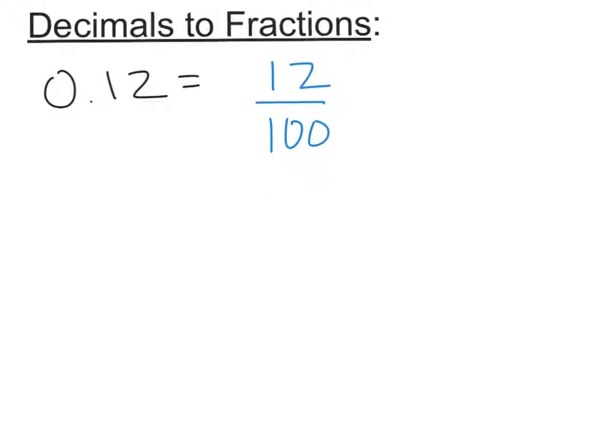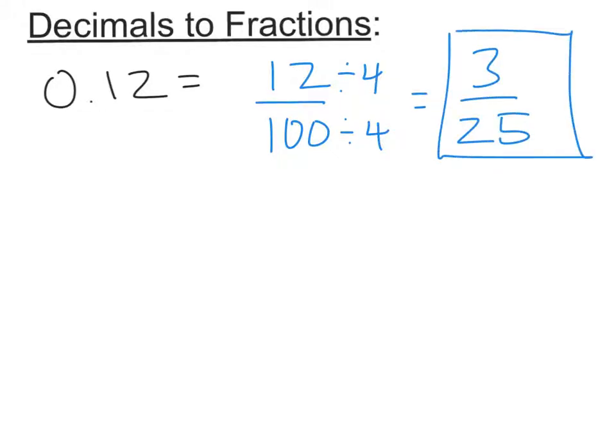The only catch is we want to reduce it, so these both have a 4 in common. If you divide top and bottom by 4, you get 3 over 25. So the decimal 0.12 is the fraction 3/25.